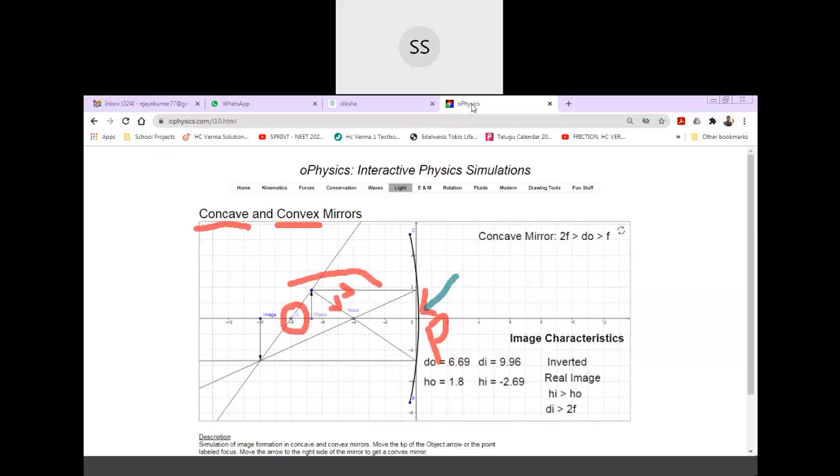One minute, sir. There is something called focal length. Focal length is half of the radius of curvature. First, please, step by step, let us go.